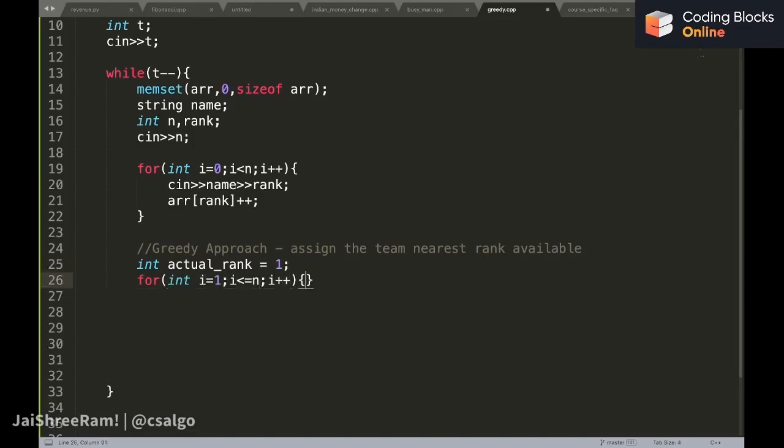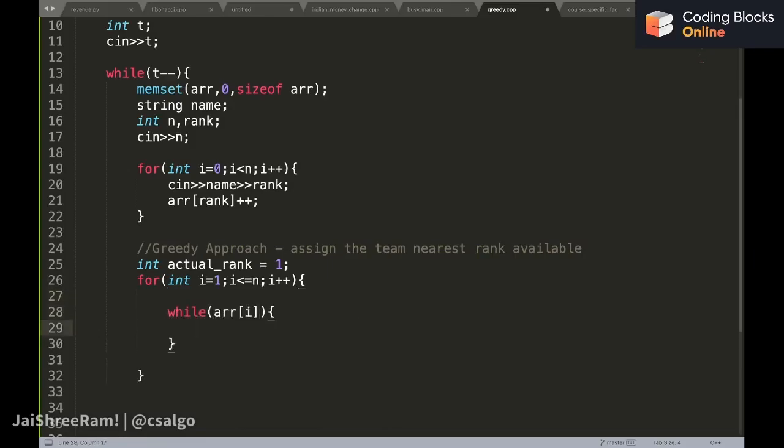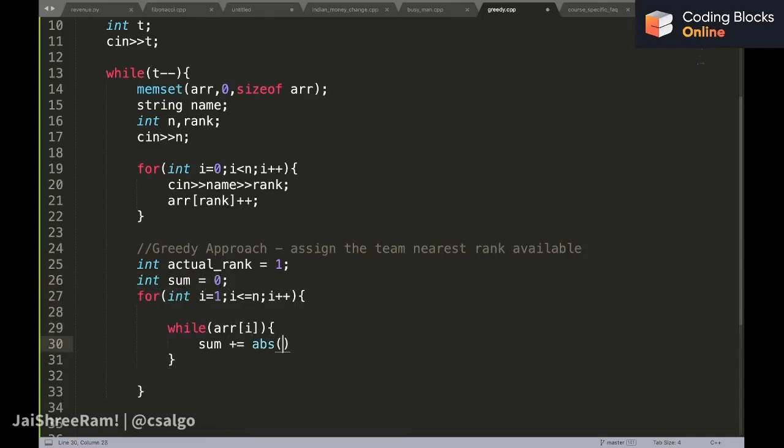I can say for int i equal to 1, i less than equal to n, i plus plus. I am going over every bucket, and I can say while array of i is not empty, I will maintain a sum. Let's make a variable sum that is equal to 0. I will say sum plus equal to the absolute value of my actual rank that I'm giving and the position i.